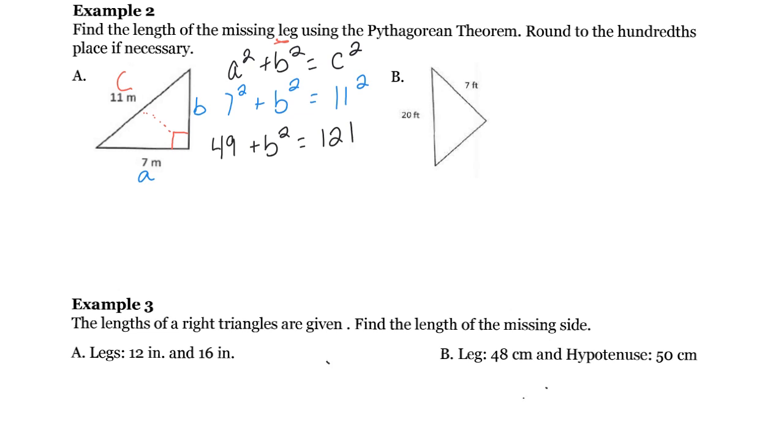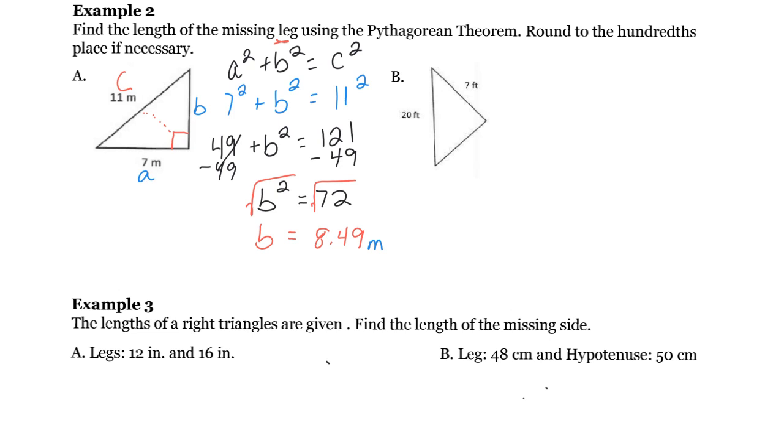All right, so in this case, since we have B here, we want to subtract 49 from each side because we always want to get that variable alone. So what is 121 minus 49? 121 minus 49 is 72. And then because it's squared, we take the square root of both sides, and we get B is equal to 8.49. And then we have to label, so 8.49 meters.